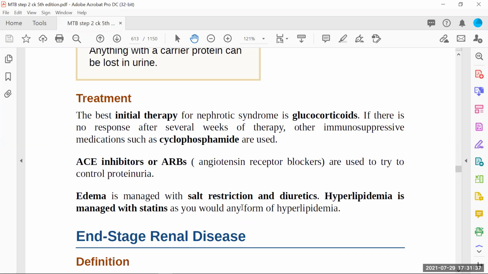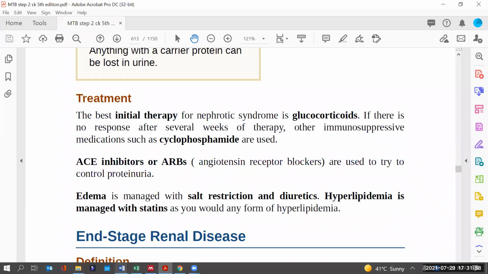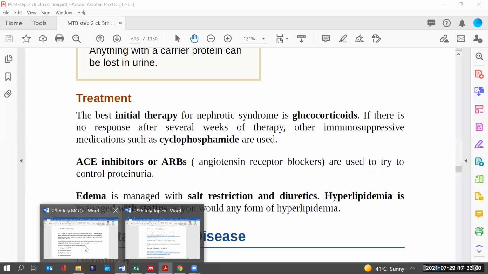But remember, the best initial therapy in nephrotic syndrome will be glucocorticoid. For stopping the progression of the disease, cyclophosphamide. For preventing the proteinuria, ACE inhibitor. For preventing the hyperlipidemia, statins. For managing the edema and all that, salt restriction and diuretics. Again, that's all symptomatic relief. So look at the questions.